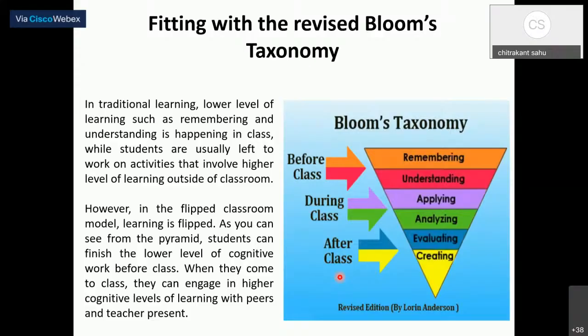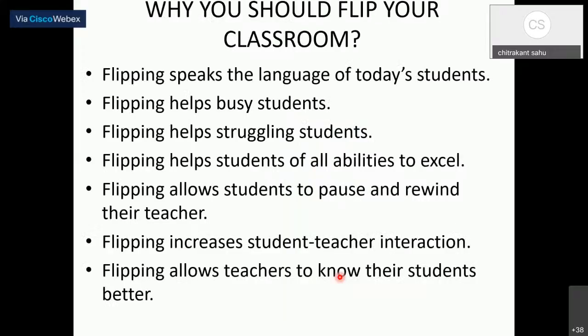So why flip the classroom? What is the advantage? Flipping speaks the language of students. It helps busy students. If some students are busy with other activities, they can have sufficient time to cover it later, as per their usual and non-usual timings.